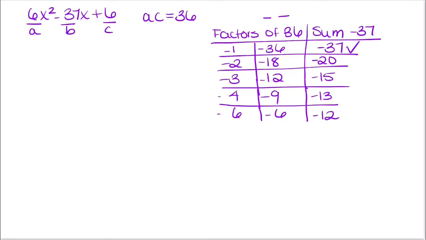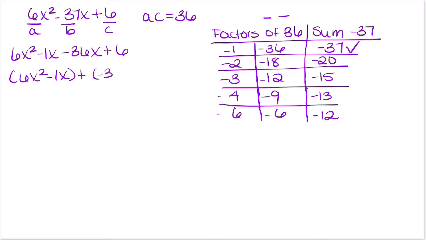So let's go ahead now and do our factoring by grouping. So we have 6x squared minus 1x minus 36x plus 6. So let's put these now into two groups. So 6x squared minus 1x plus -36x plus 6. So let's factor now the first set.